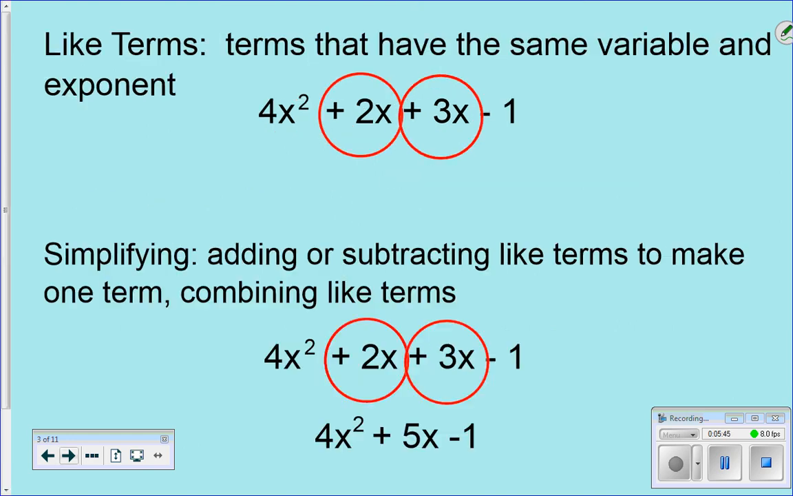Alright, so my next vocab word is like terms. Okay, like terms have the same variable and exponent. Today you aren't really going to worry about exponents too much. It's going to be mostly the same variables. Okay, and I'm actually going to simplify this. Simplify the simplifying term just to combine like terms.